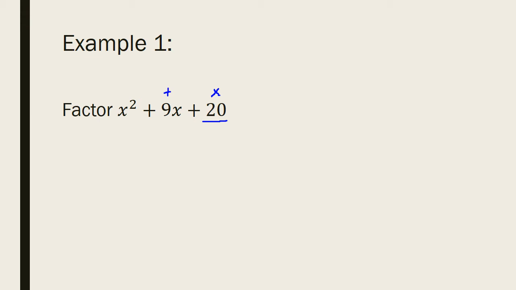So the first thing I do is I list the factors of 20. 1 and 20, 2 and 10, 4 and 5, and that's it. And then you look to see which one of those add up to 9. And here we are. 4 and 5 will add up to 9.